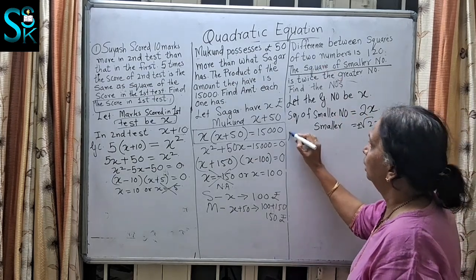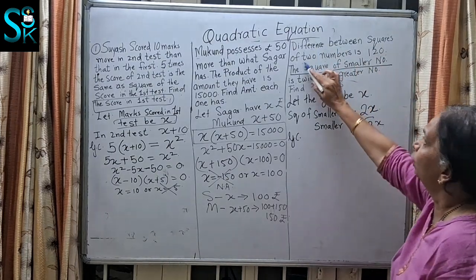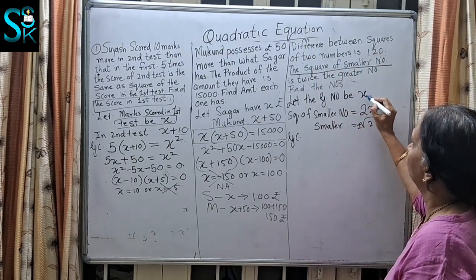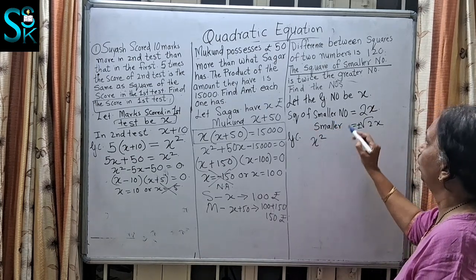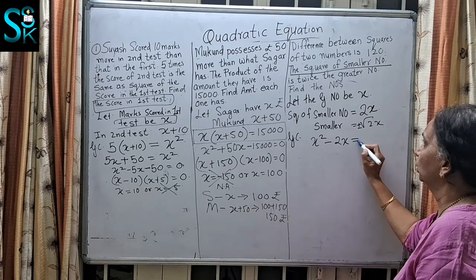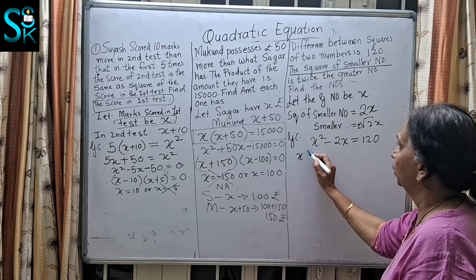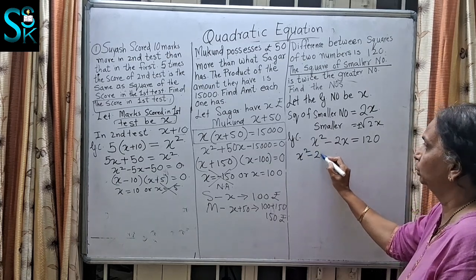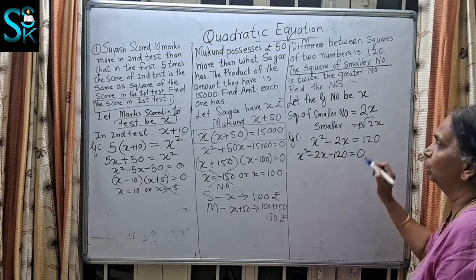Now what is the given condition? Difference between the squares of the two numbers. So the square of the greater number is what? x square. And already the square of the smaller number is what? Minus 2x. Is equal to 120. So I am just going to write it in the form of a quadratic equation: x square minus 2x minus 120 is equal to 0.